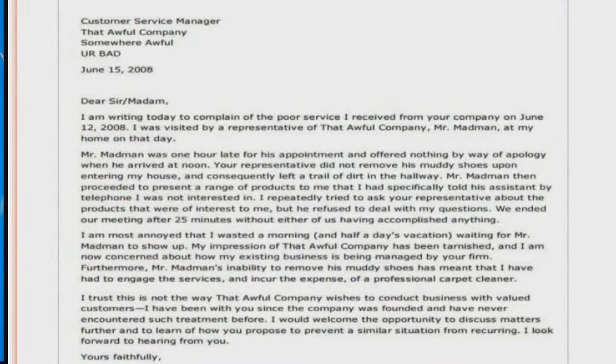So here it says, Dear Sir, Madam, I am writing today to complain of the poor service I received from your company on June 12, 2008. I was visited by a representative of that awful company, Mr. Madman, at my home on that day. Mr. Madman was 1 hour late for his appointment and offered nothing by way of apology when he arrived at noon. Your representative did not remove his muddy shoes upon entering my house, and consequently left a trail of dirt in the hallway. Mr. Madman then proceeded to present a range of products to me that I had specifically told his assistant by telephone I was not interested in.